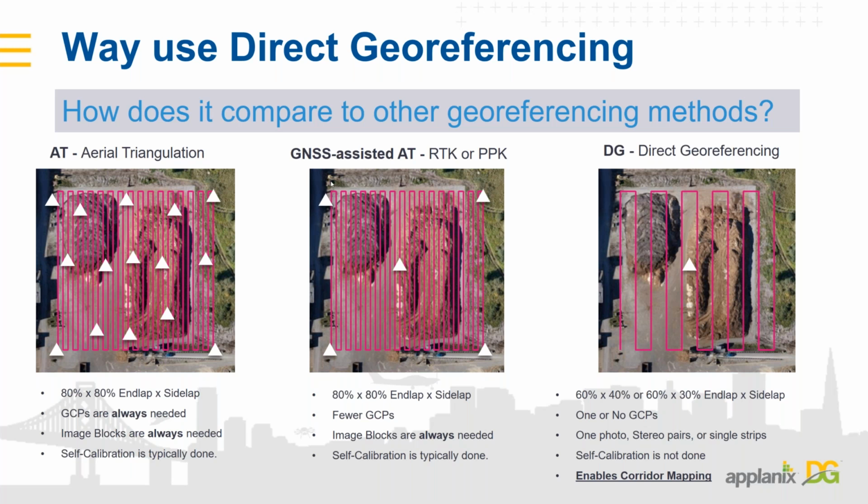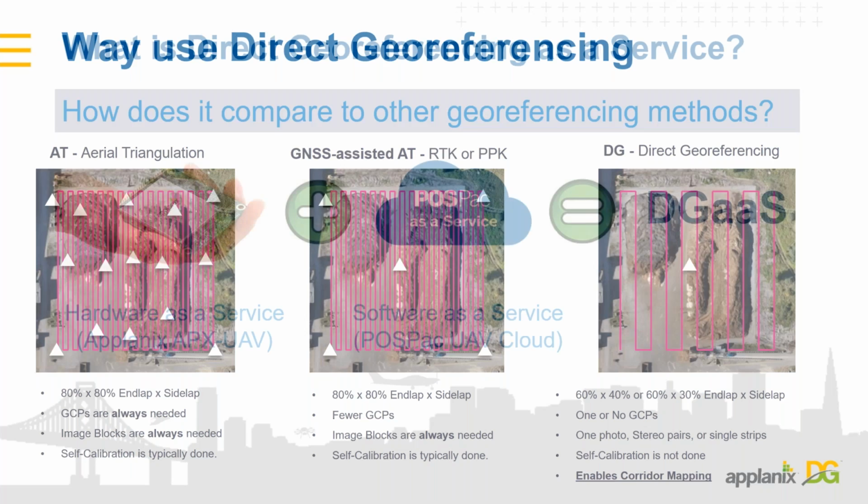Now, we often use our correction system to calculate a ground control point for us so that we can check the results of our direct georeferencing solution. So we usually have one point that we use as a checkpoint. So those are the differences between AT, RTK, PPK, and direct georeferencing.